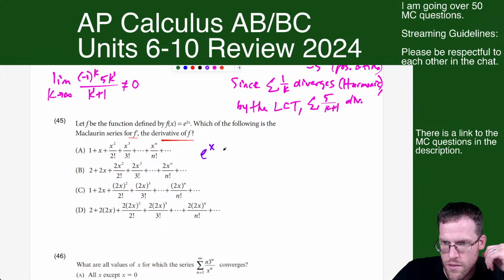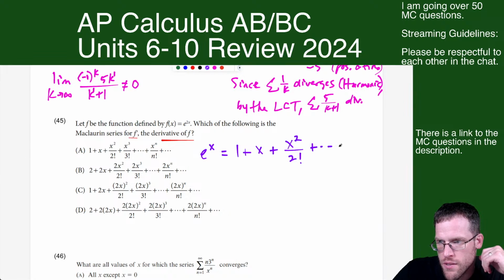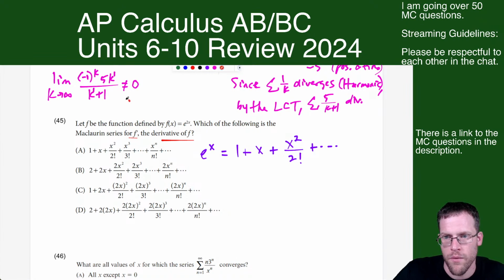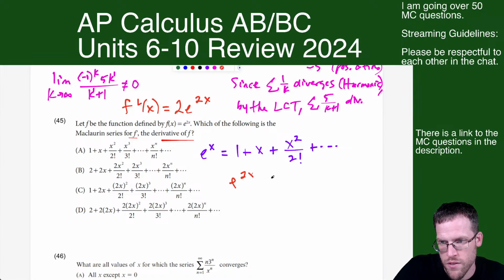So e to the x is this, right? We have 1 plus x plus x squared over 2 factorial plus dot, dot, dot. Goes on and on forever. So if I take the derivative f prime, let me change colors so that it doesn't collide with what we have up here. F prime, by the chain rule, is 2e to the 2x. So when I build e to the 2x, this is 1 plus 2x plus 2x squared over 2 factorial plus dot, dot, dot.